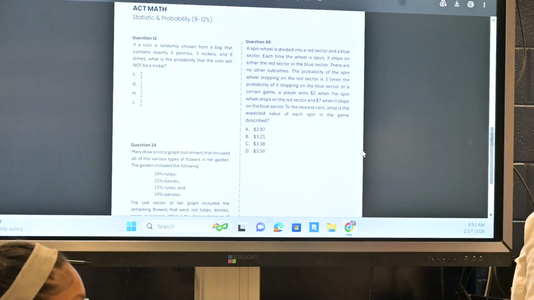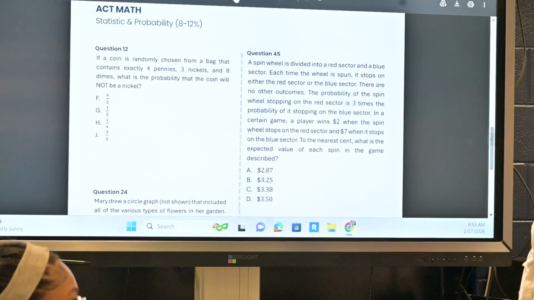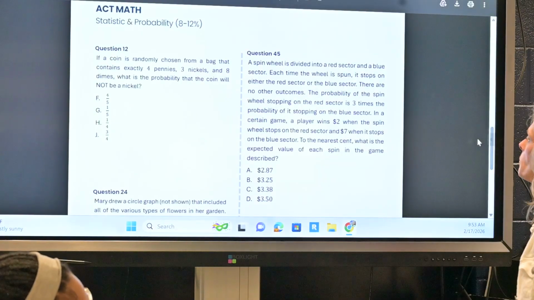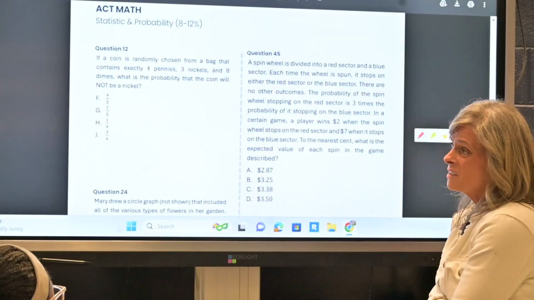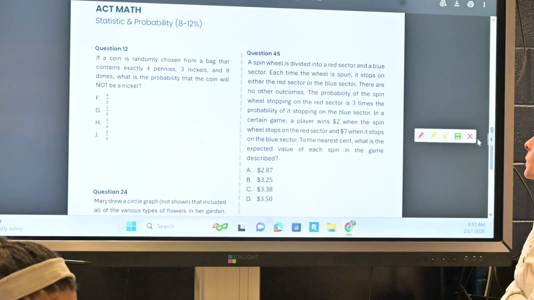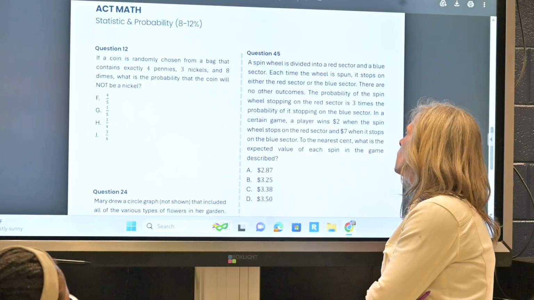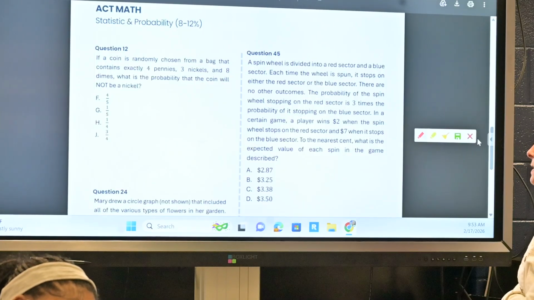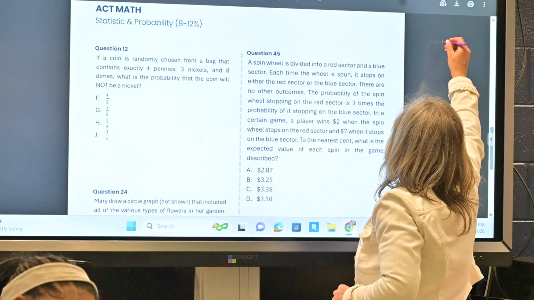So question 45, and I'm going to make this a little bit bigger now that I can. Okay, there we go. So this is the last question on the ACT, right? So they think it's a little bit more difficult. A spin wheel is divided into a red sector and a blue sector, okay? I won't draw it out yet. There are no other outcomes. The probability of the spin wheel stopping on the red sector is 3 times the probability of stopping on the blue sector. So I'm going to draw a circle.